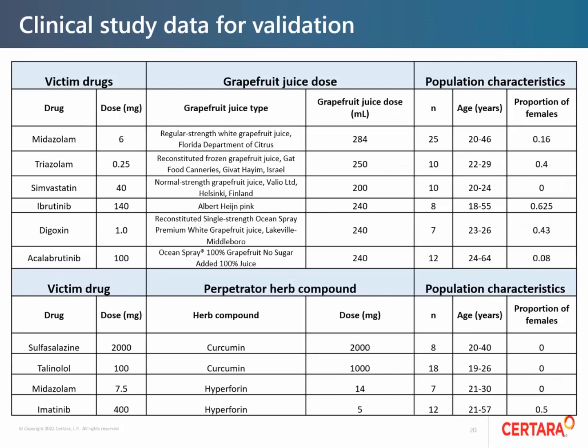Now that the PK profile for the perpetrator has been established, we need to establish the recovery of the herb-drug interaction effect itself. To do that, a literature search was done to gather known clinical data with known exposure changes from the herb-drug interaction of interest. Here I would like to show you a summary of the details of the clinical studies that have been identified that I wanted to use for validation in the future.